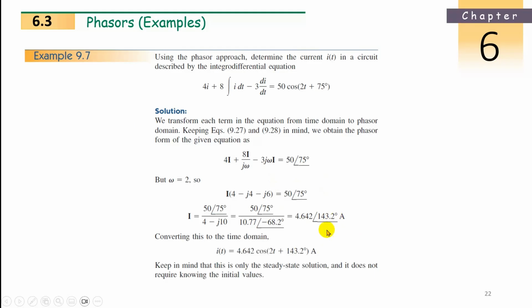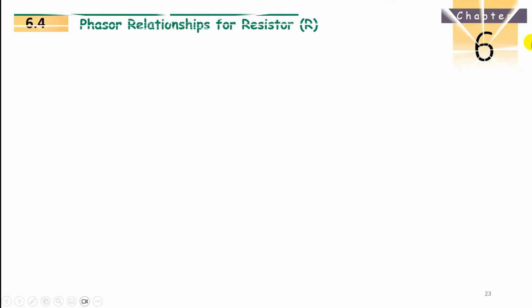So now convert this again into sinusoid. 4.642 is as it is here. Now cos 2t, because already given here 2t as omega t. Now the angle is 143, so put the angle here, 143.2. So this is the steady state solution. Now our actual study will start here.